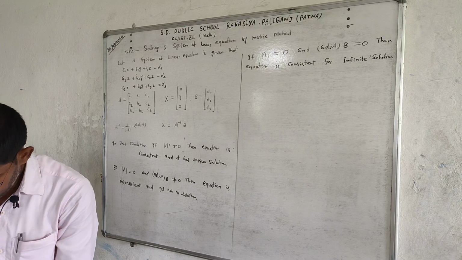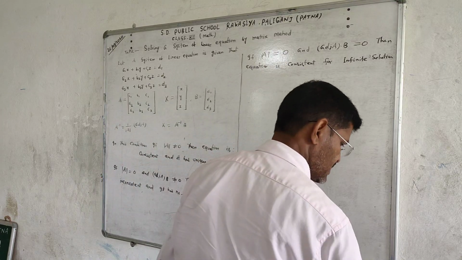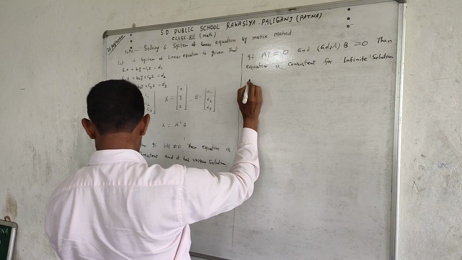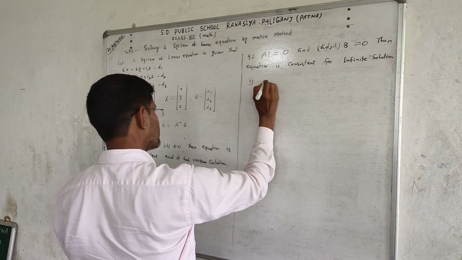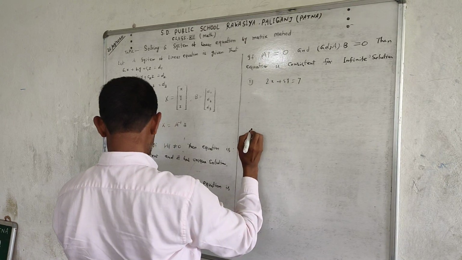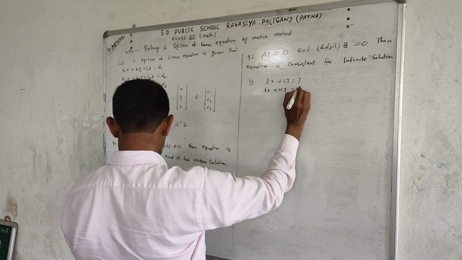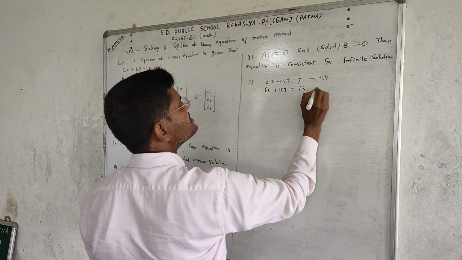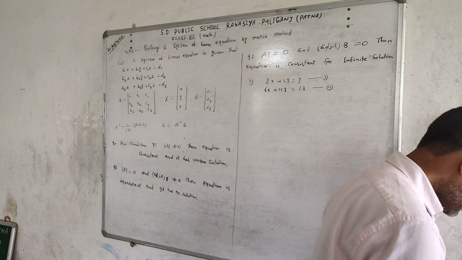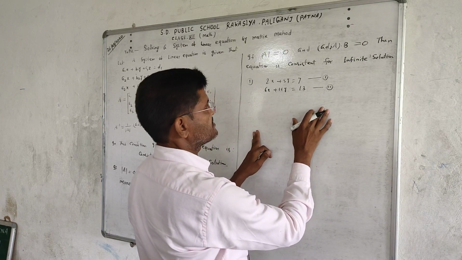Now we can solve equations of two variables. Suppose that a system of equations is given: 2x plus 5y is equal to 7, and 6x plus 15y is equal to 13. It is equation first and it is equation second. We have to solve this system of equations by the matrix method.